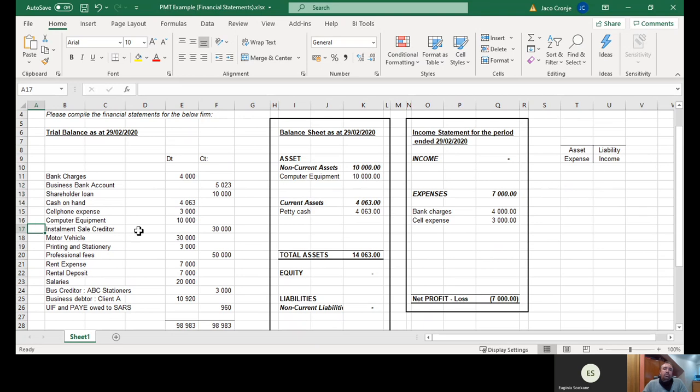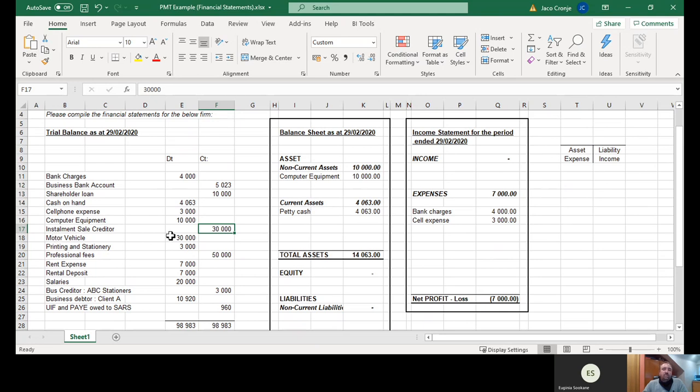Okay, now we've got installment sale creditor. We can actually look at these two lines together. That means I've bought a motor vehicle and I've allocated, well, I show that as a debit, but I've bought that through finance, through West Bank or NFC or one of those guys. Because of that, I have a future liability towards them.